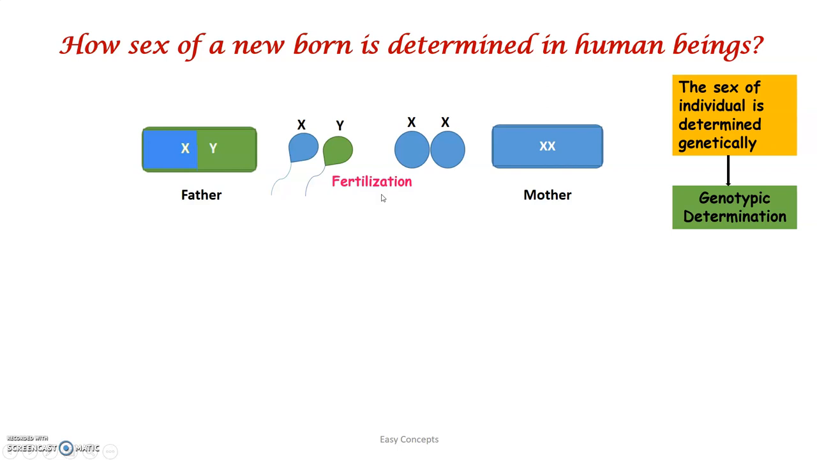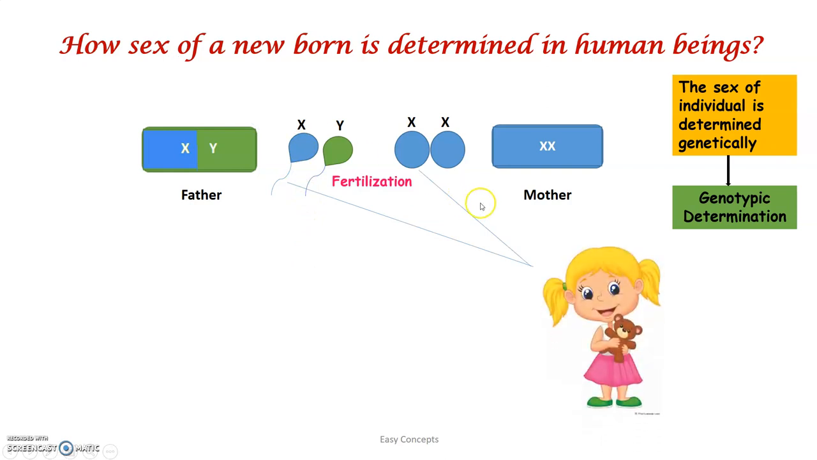At this very point, the sex is determined, whether the baby is going to be born as a girl or a boy. For example, if a sperm cell with an X chromosome fuses with the mother's X cell, it will lead to a baby girl, as the mother has an X chromosome and the father also has an X chromosome. So XX together leads to the sex identification as female, and a girl child will be born.